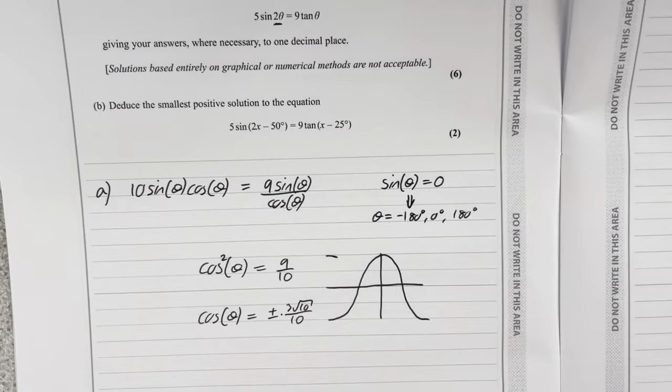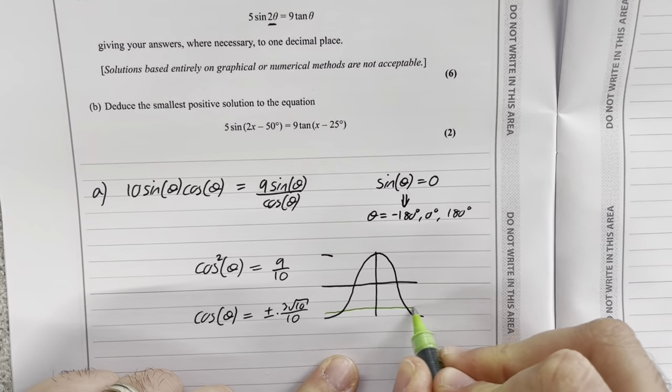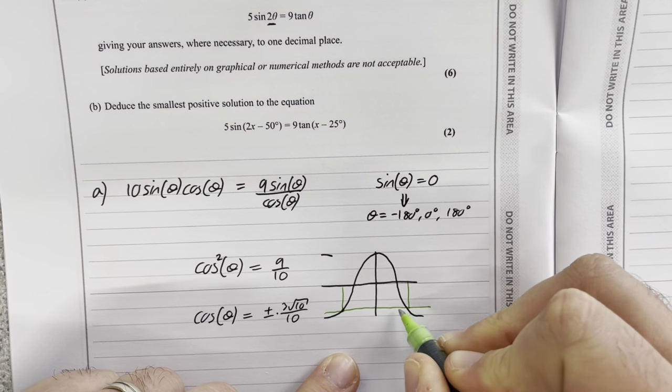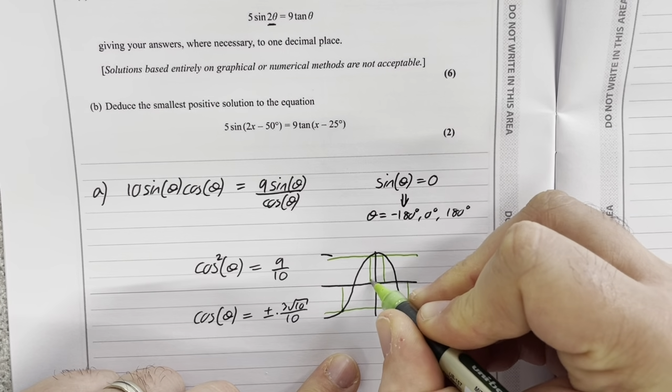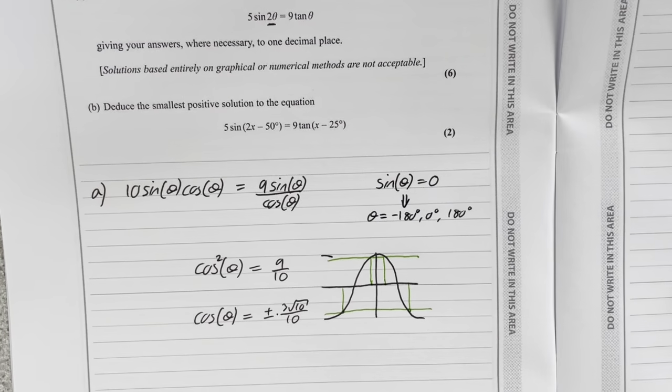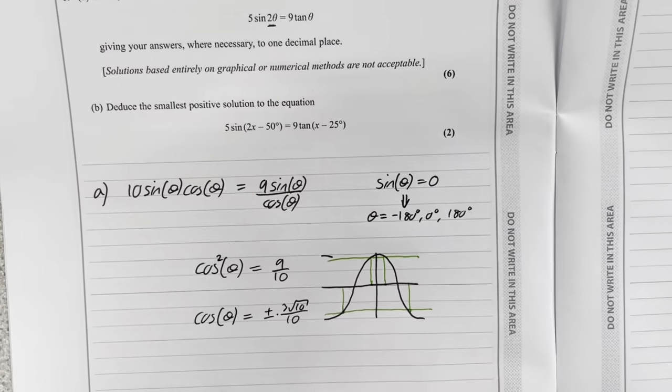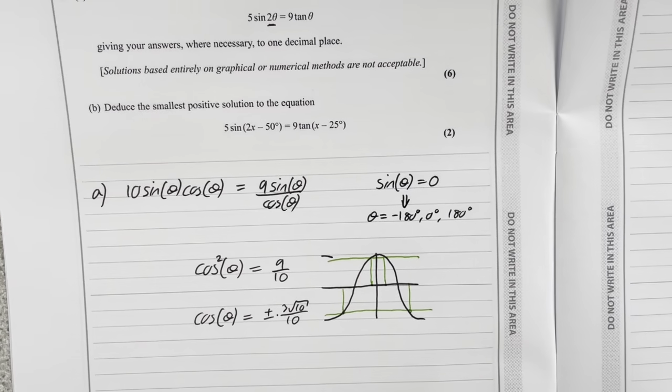That gives us 2 solutions here. So there'll be 1 there and 1 there from the negative. And then the positive up here, there'll be 1 there and 1 there. Okay, so we're looking for 4 solutions. And it says to 1 decimal place where necessary. Okay, so we should give these to 1 decimal place.